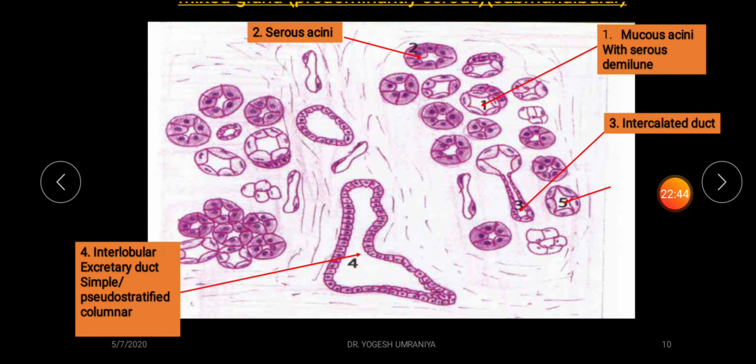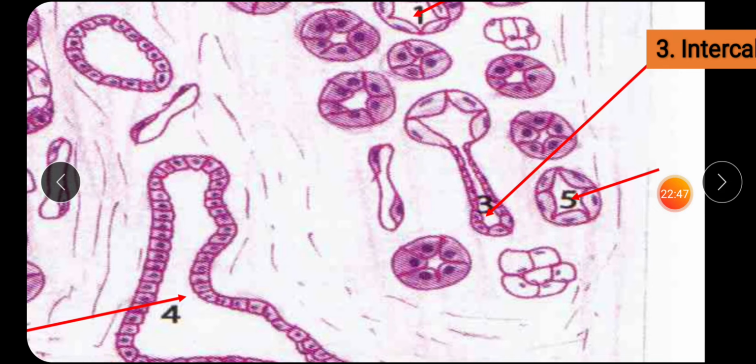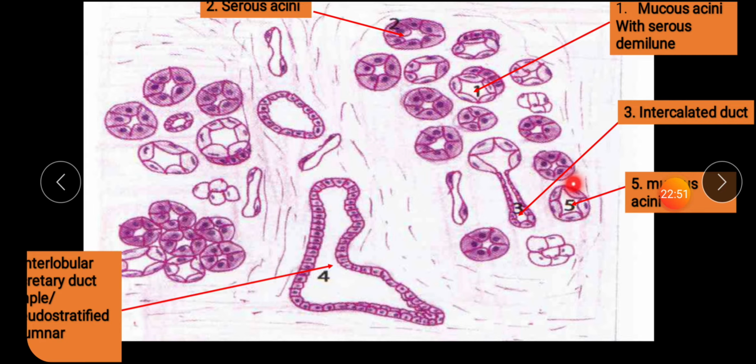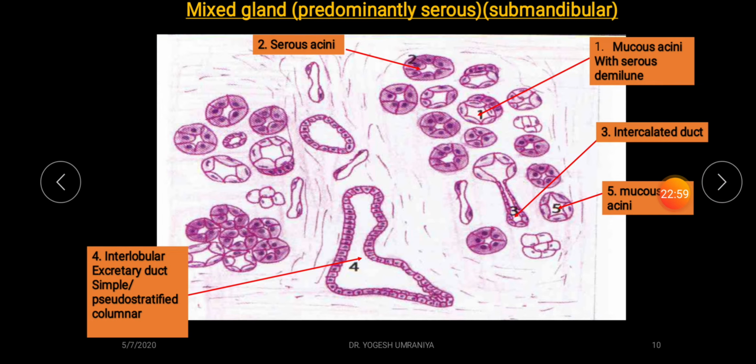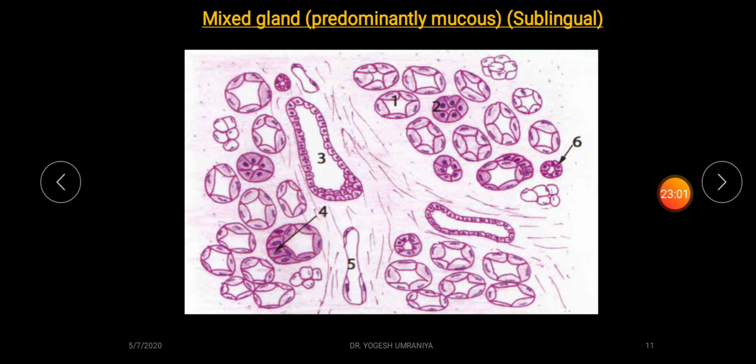Next one is again the mucus acini, but here there is no serous demi-lune, just only the lightly stained mucus acini is there. So, in the next slide, this is the sublingual gland, mixed variety, but here the serous component is less as compared to the mucous area.